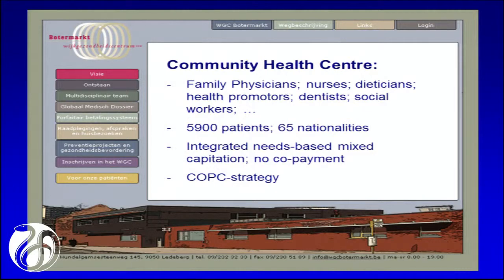We use them as training places, and these are integrated centers at the primary care level of family physicians, nurses, dietitians, health promoters. They take care of groups of patients that are on the list. In this community, for instance, it's a very multicultural community with 65 nationalities, and it gives an integrated primary care with an integrated payment system using a community-oriented primary care strategy.